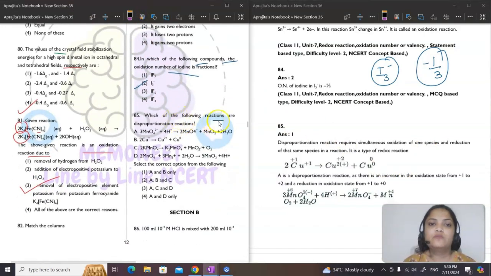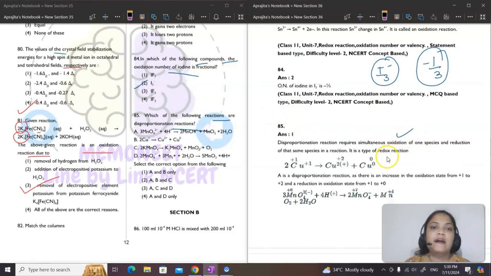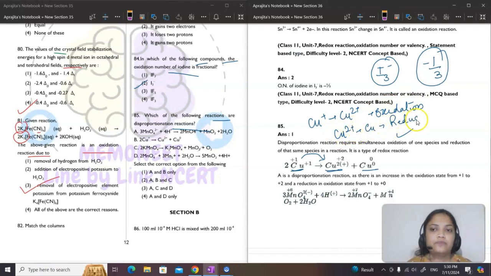Next question, students: which of the following reactions are disproportionation reactions? Disproportionation reactions are the ones in which there is simultaneous oxidation and reduction of the same species in that particular reaction. Here you see the reaction of copper plus changing to copper 2 plus and copper 0. There is oxidation of copper from copper plus to copper 2 plus, and reduction from copper plus to copper. So B is a disproportionation reaction.